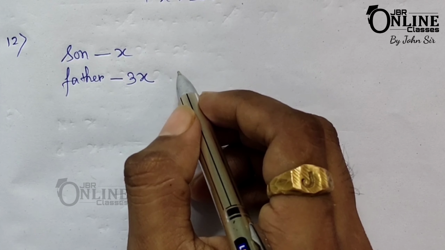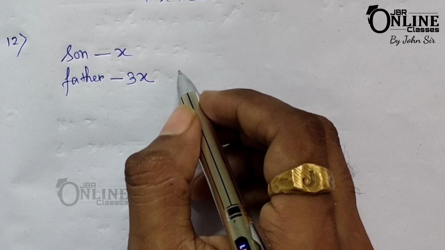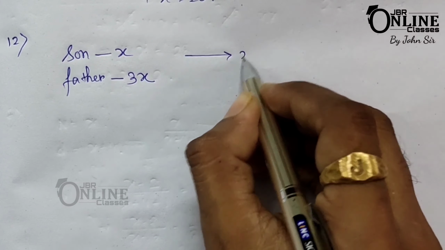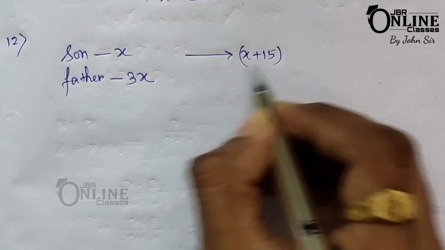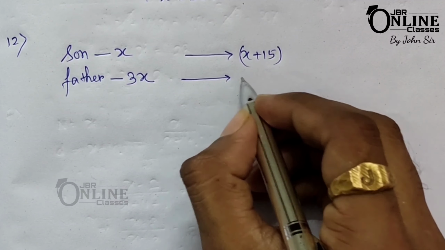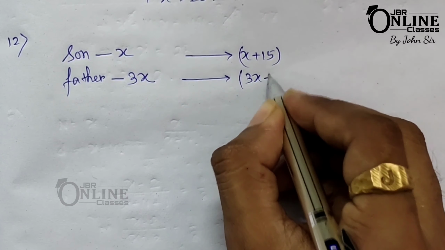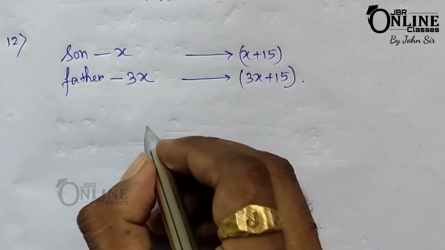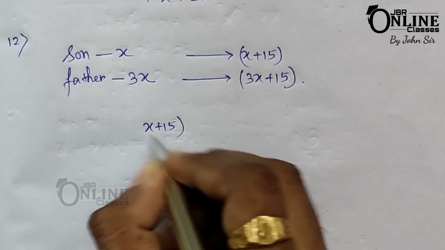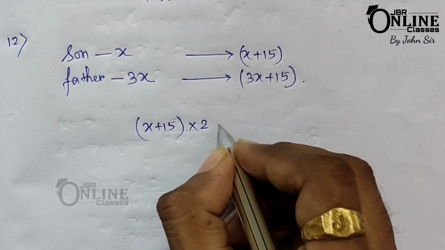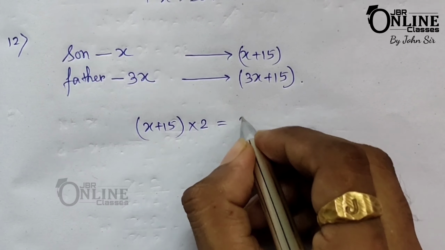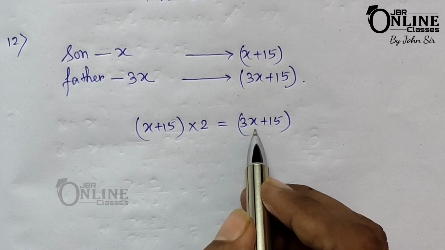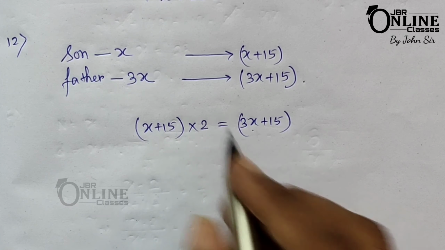15 years hence he will be twice as old as his son. So after 15 years, the age of the son will be x plus 15, and the age of the father will be 3x plus 15. Now according to the problem, x plus 15, the age of the son, if multiplied by 2, becomes the age of his father. The age of his father is twice that of his son.